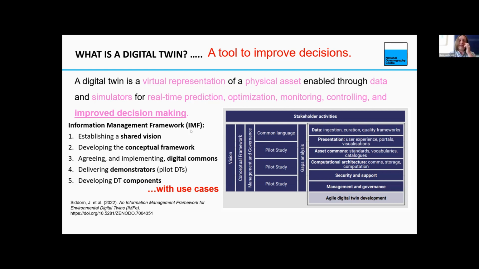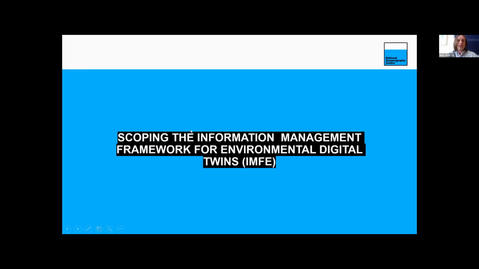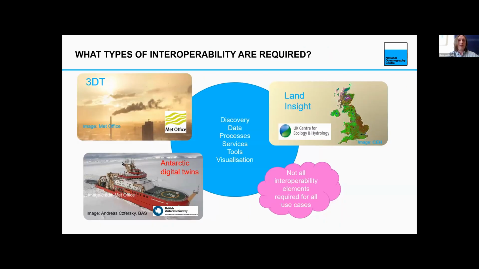And that's effectively the result of our first project, which actually looked at 3 different use cases for digital twins in the UK and scoped those requirements for how to develop those further. So we looked at something called 3DT, which was a dispersion model in the atmosphere by the Met Office, used to effectively project forecasting and information needed when you've got atmospheric pollution events.